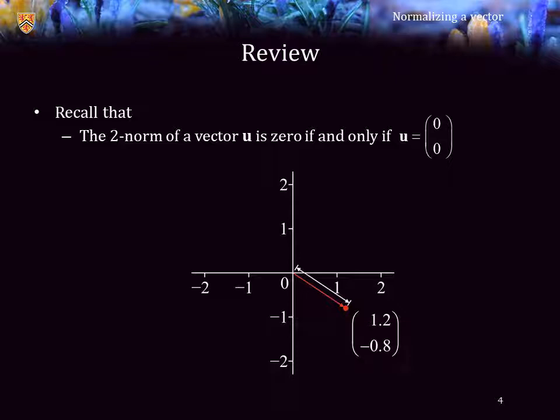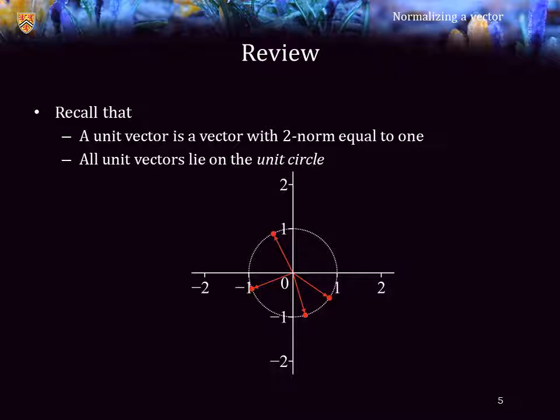Now, recall that the two norm of a vector is 0 if and only if the vector is equal to 0. All other vectors will have a two norm that is strictly greater than 0. Recall also that a unit vector is any vector that has a two norm equal to 1, and all unit vectors lie on the unit circle. So here are 4 examples of unit vectors lying on the unit circle.